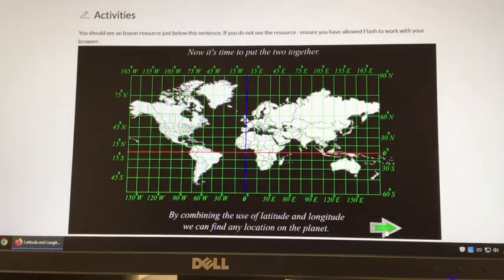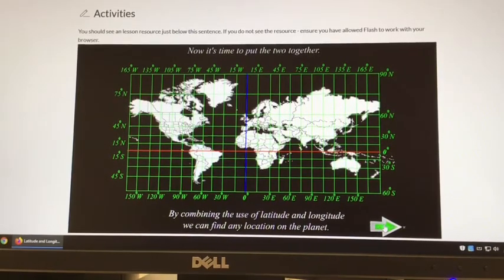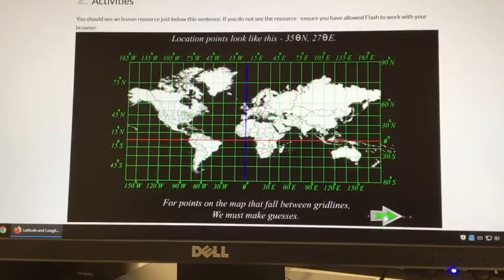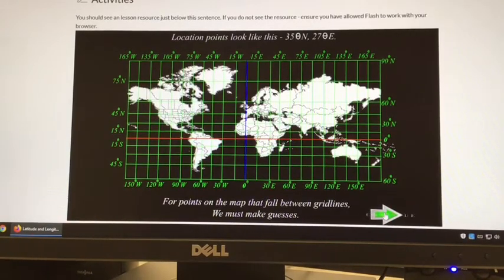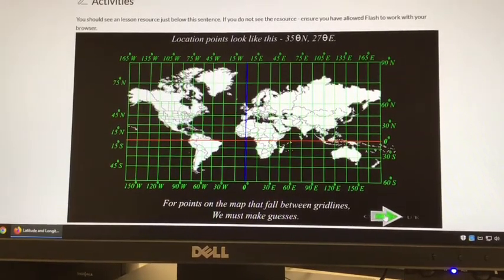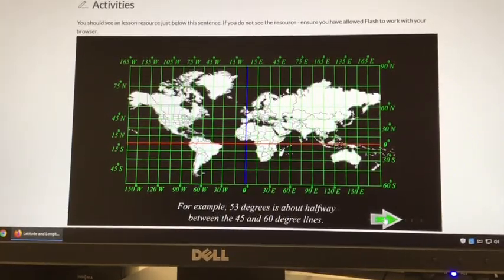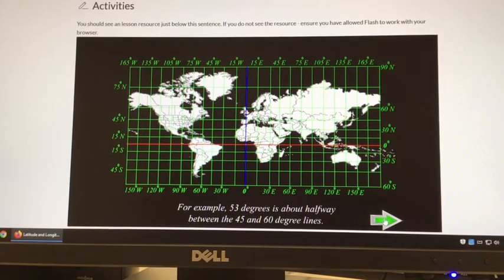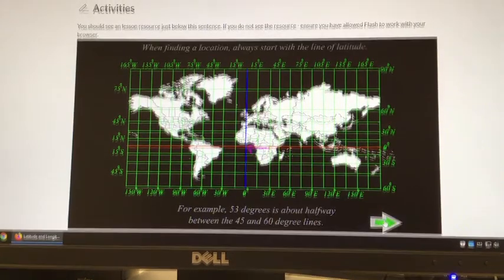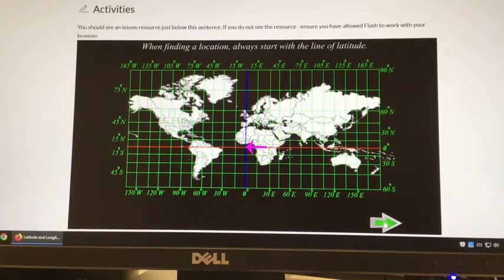Now it's time to put the two together. By combining the use of latitude and longitude, we can find any location on the planet. Location points look like this: 35 degrees north and 27 degrees east. For points on the map that fall between grid lines, we must make guesses. For example, 53 degrees is about halfway between the 45 and 60 degree lines. When finding a location, always start with the line of latitude.